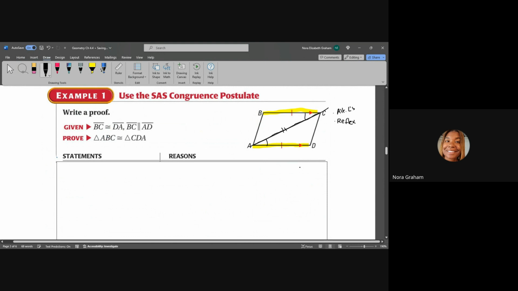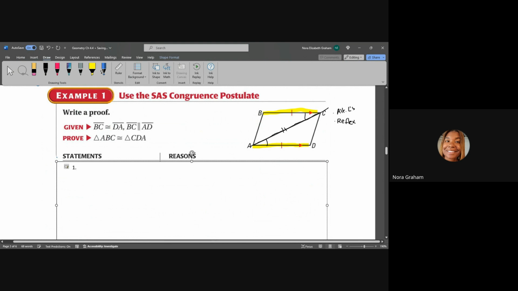And so now that I observed what I had to work with, what they gave me, and what I conclude from what they gave me, I can see I have a side, an angle, an included angle, and another side. And again, a side, an included angle, another side. I can totally use side, angle, side to prove this. So now that we have those markups, let's go ahead and write out our proof, okay?